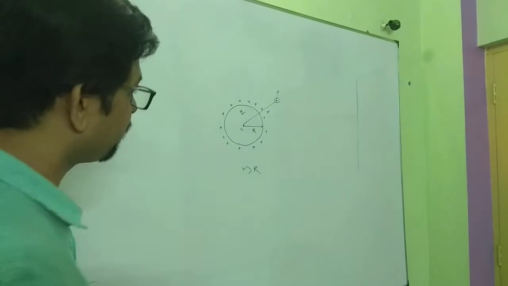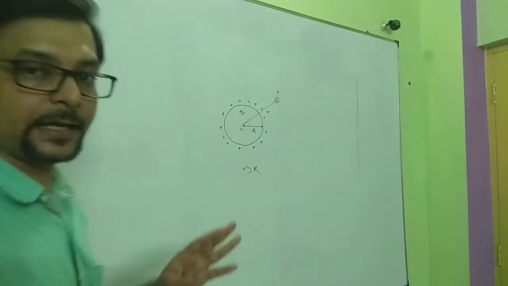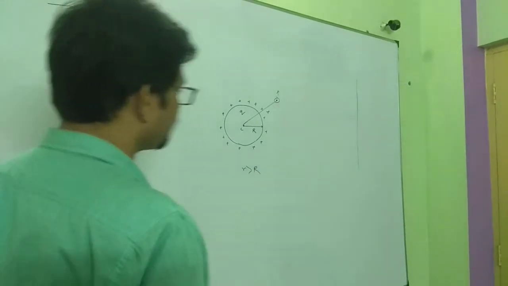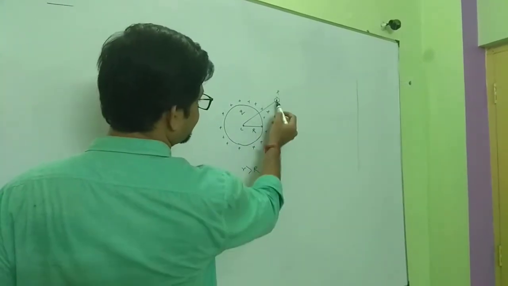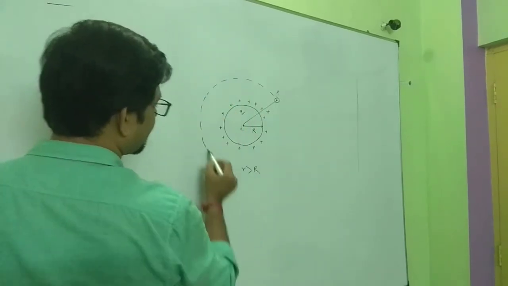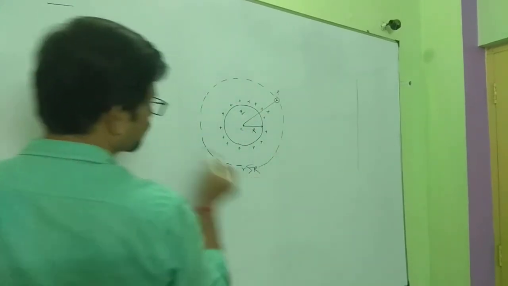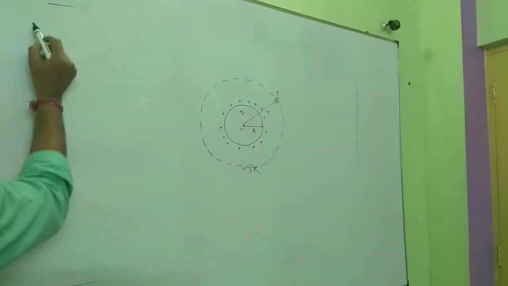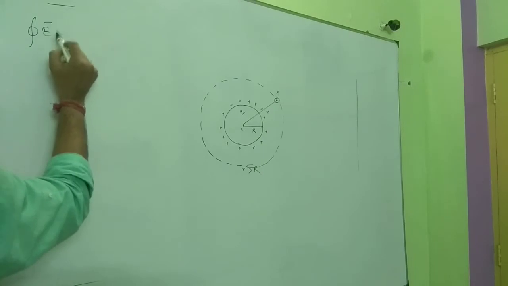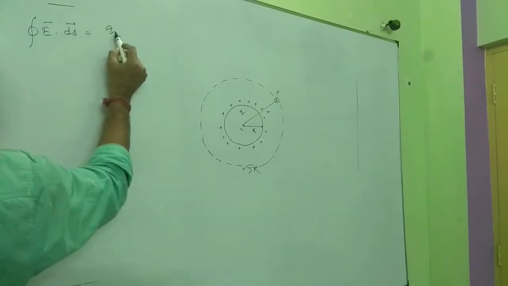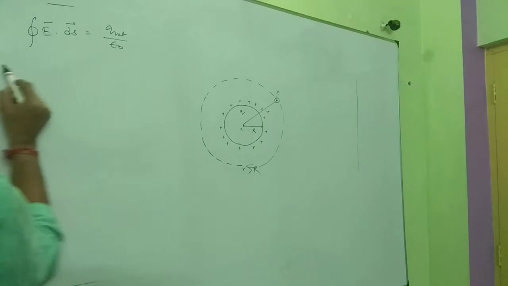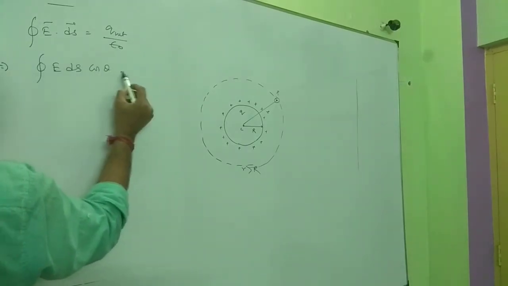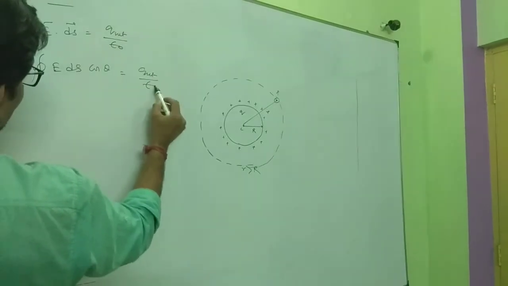So the first thing we have to do, if we want to apply Gauss law, is enclose the charge. Taking small r as a radius, let us assume an imaginary sphere that will enclose the charge. If you apply Gauss law, the integration of E dot ds will be equal to Q net by epsilon 0, and the integration of E dot ds can also be written as E ds cos theta, which is equal to Q net by epsilon 0.